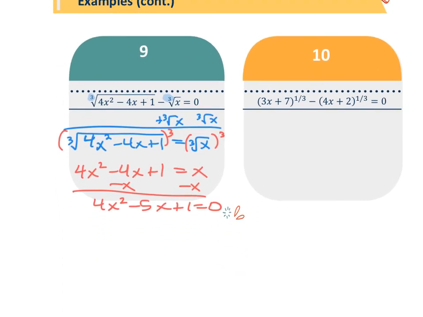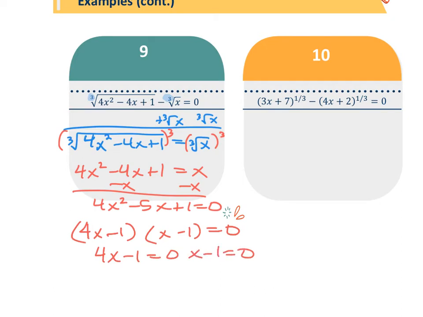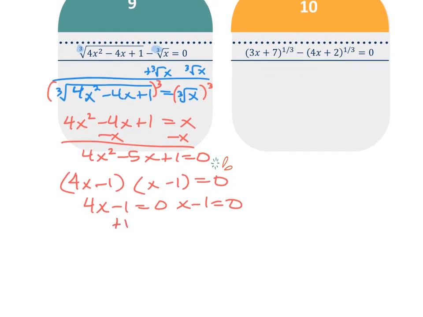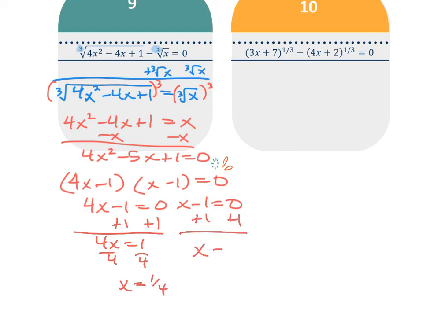I need to factor the trinomial. It'll actually factor into 4x minus 1 and x minus 1. Set each of the factors equal to 0. Add 1. 4x equals 1. Divide by 4. And x equals 1/4. Over here, I'll add 1. And x equals positive 1. Again, we need to check it.